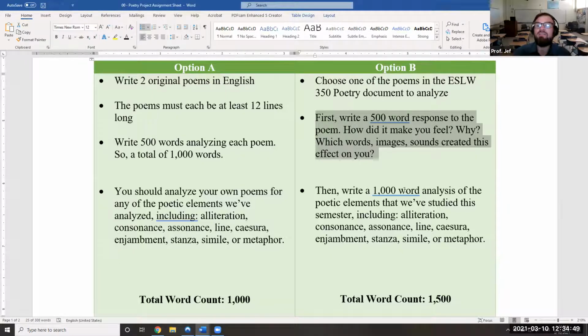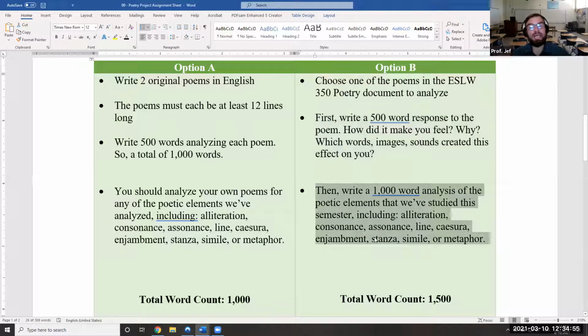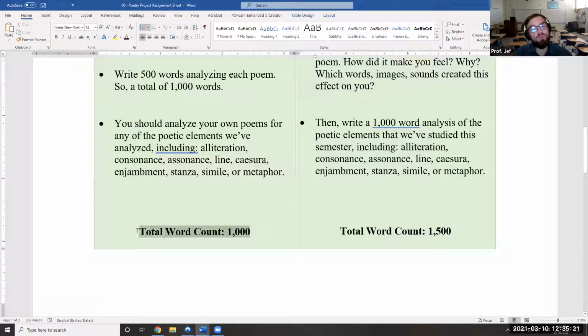So then after that 500-word response to the poem, you're going to write 1,000 words to analyze the poetic elements of that poem. Same things that I'm asking people to analyze in option A: alliteration, consonants, assonance, lines, caesura, enjambment, stanza, simile, metaphor, rhyme, rhythm, meter. You can analyze the poem for any of those elements. But 500 words, your personal response, 1,000 words analyzing the structure of the poem. So for option A, 2 original poems that you write or translate, and you write 1,000 words. For option B, you choose a poem and then you write a total of 1,500 words.